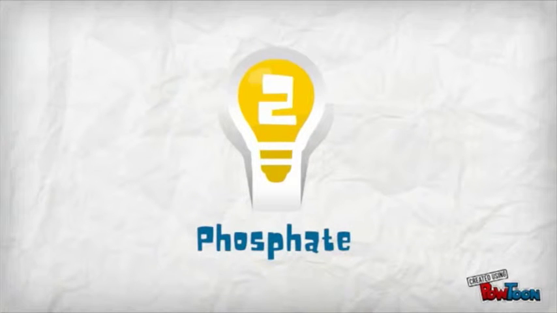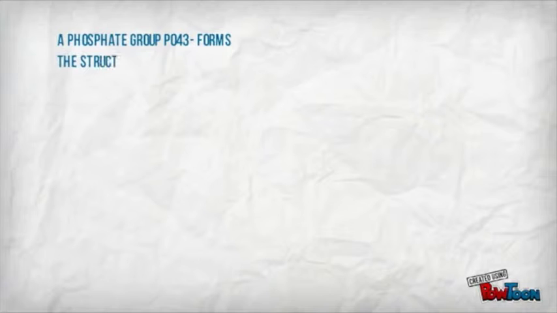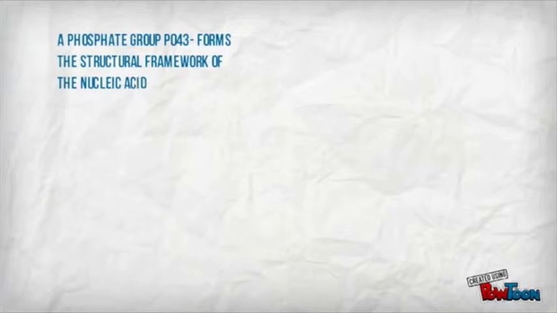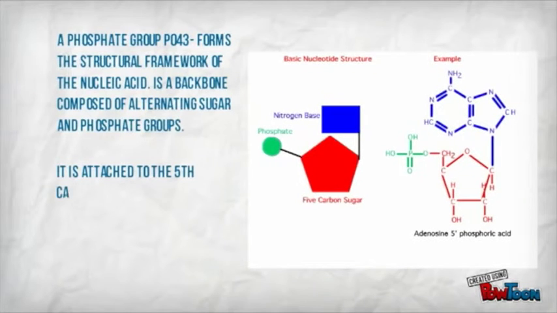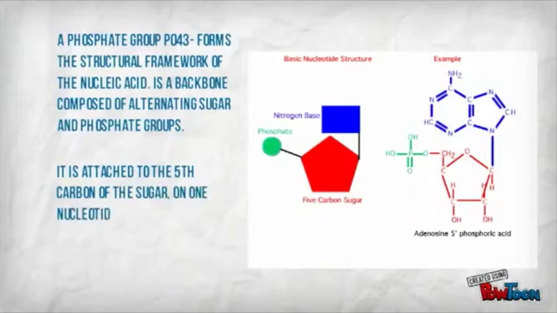The phosphate group. A phosphate group forms the structural framework of the nucleic acid. It's a backbone composed of alternating sugar and phosphate groups. It is attached to the fifth carbon of the sugar, and one nucleotide forms an ester bond.